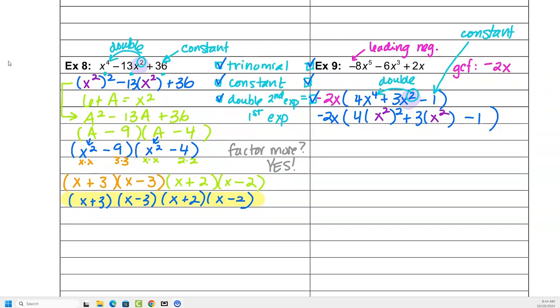Okay, let a be equal to the x squared. So this becomes negative 2x, when we go to rewrite this line. And then it's going to be 4a squared plus 3a minus 1. Okay, now we have a leading number. So I am going to multiply the first and the last. So 4a squared times the negative 1 gives me negative 4a squared.